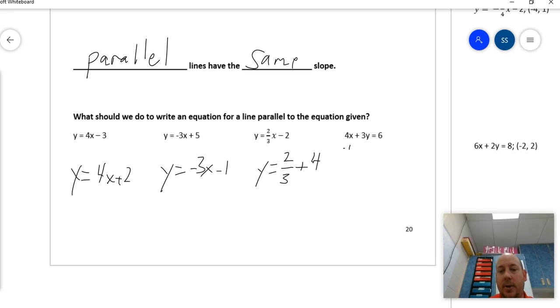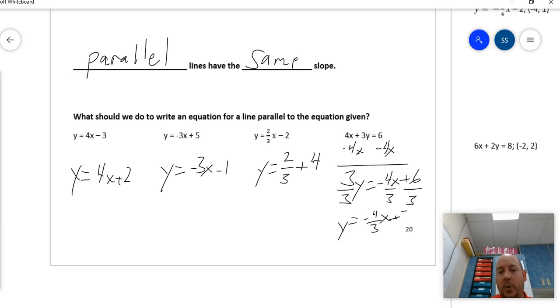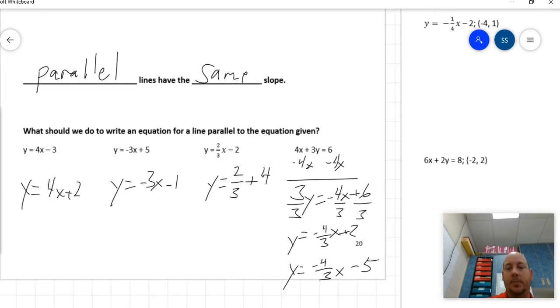Now this one, we want to get into slope-intercept form first, because we have to know what that slope is. So I move my 4x over to the other side with subtraction, and then divide everything by 3. So I'd have y equals negative 4/3 x plus 2. If I want a line parallel to that, I just need to keep the slope the same. So y equals negative 4/3 x, and I can do minus 5 or something like that. Parallel lines have the same slope, and unless they're the same line, they're going to have different y-intercepts.